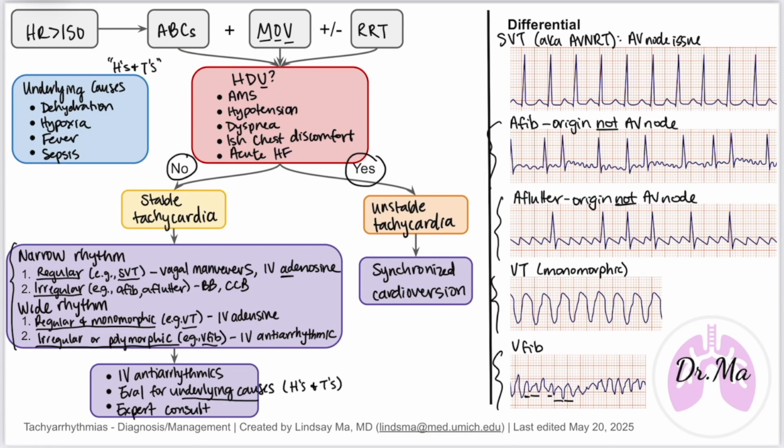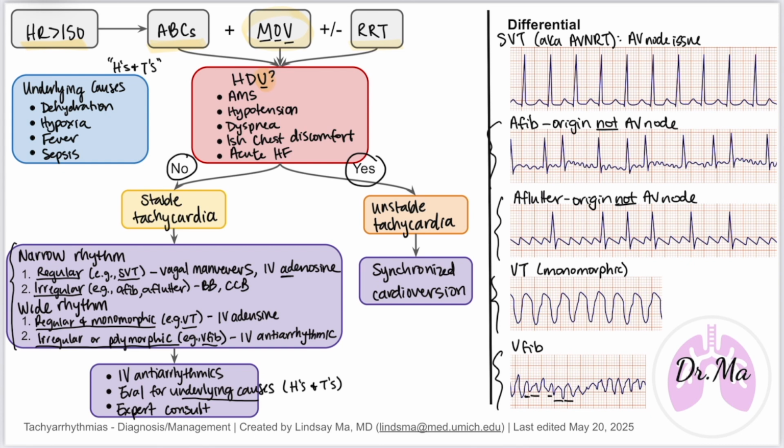All right, so let's summarize. If a patient's heart rate is greater than 150, we worry about a tachyarrhythmia. Once you get to the patient's room, you want to evaluate and make sure they have ABCs intact, and then ask for monitor, O2, and IVs. You might want to call an RRT, and then start assessing for hemodynamic stability or instability.